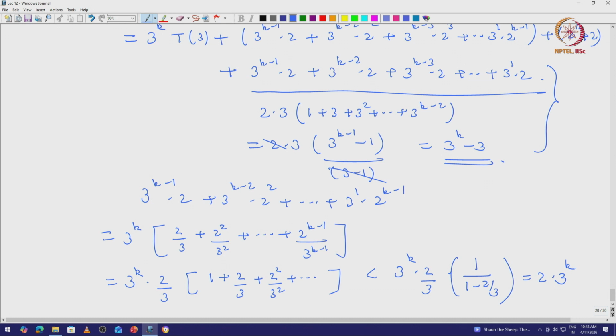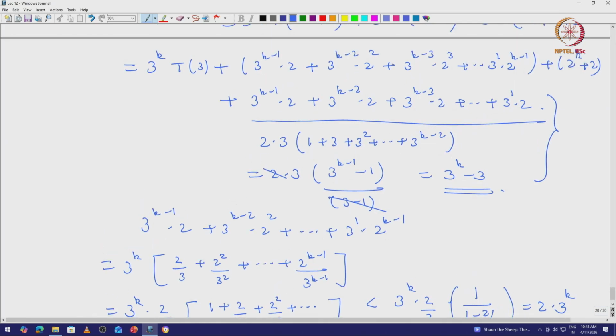So, this term is less than 2 times 3 power k. So, I have several, this term is less than 3 power k, this term is actually equal to 3 power k minus 3. So, you can say it is less than 3 power k. So, this term is less than 3 power k and this term is less than 2 times 3 power k. So, all of them put together is less than 3 times 3 power k.